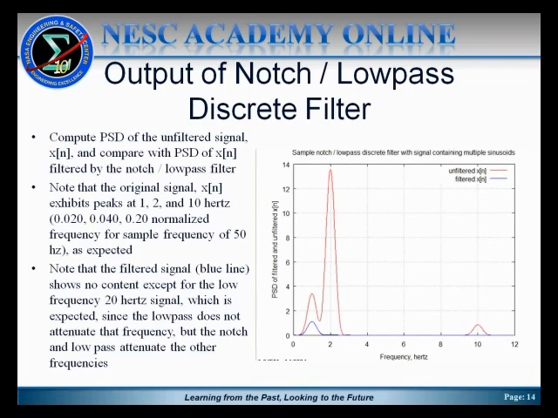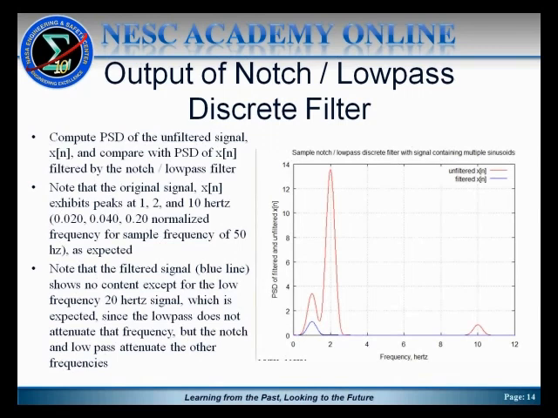A couple of things to note right away: the original signal in red shows 3 distinct peaks, one at 1 hertz, one at 2 hertz, and one at 10 hertz. And it should, because we built the signal with those individual 3 sinusoids. Note also, just for information, the relative magnitudes of those peaks in the red PSD. The component at 10 hertz has a magnitude of about 0.8, and the units here, recall from PSD, are units squared per hertz. So it's about 0.8 units squared per hertz.